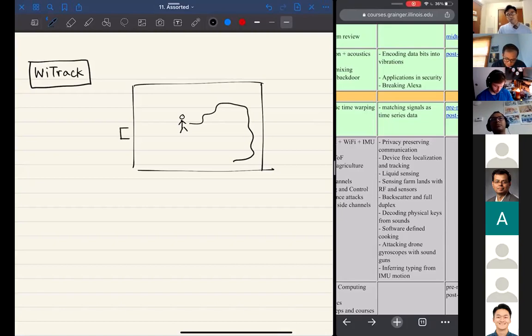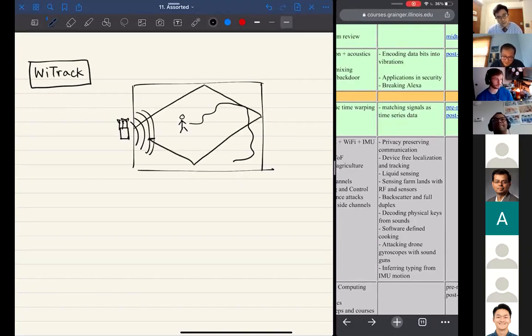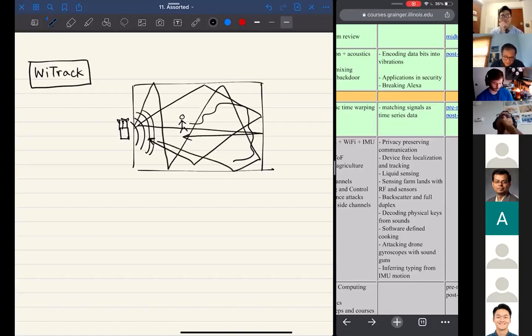I will put some wireless device which will send out signals. The signals will reflect on all different environments, walls, ceiling, and so forth, furniture, table, chairs, and will also reflect from the human. Okay.